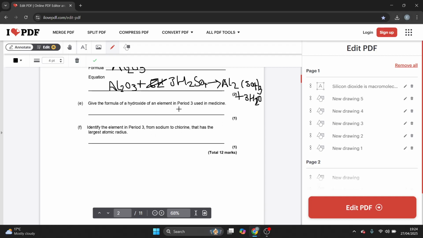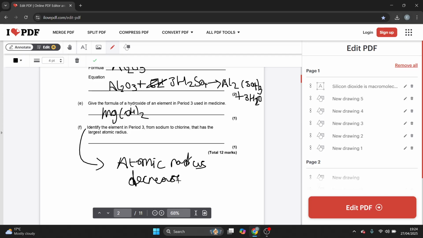Given the hydroxide of an element you use in medicine, it's magnesium hydroxide, so give the formula. Identify the element from sodium to chlorine that has the largest atomic radius. Using this simple key fact, atomic radius decreases across period 3. So going from sodium to chlorine, chlorine has the smallest atomic radius and the largest is sodium, because that's at the beginning.